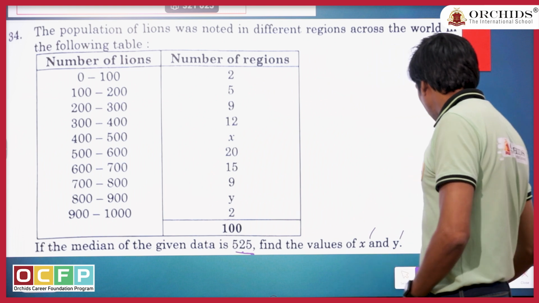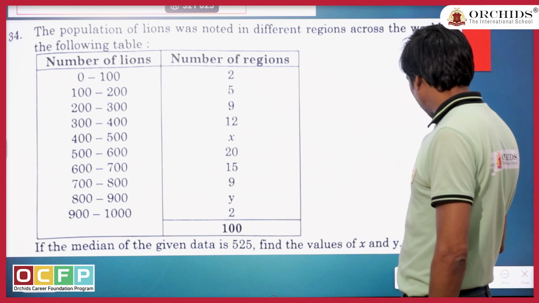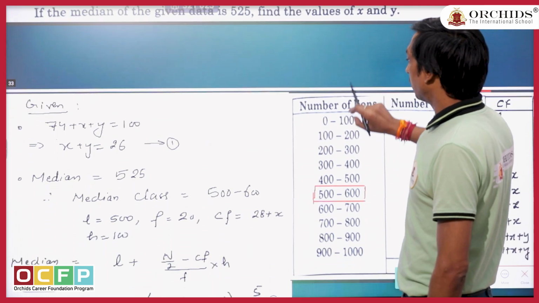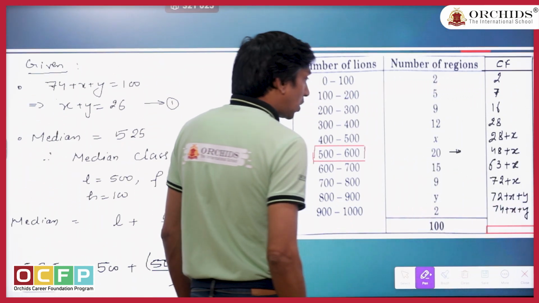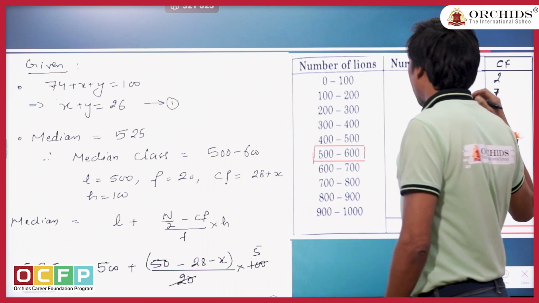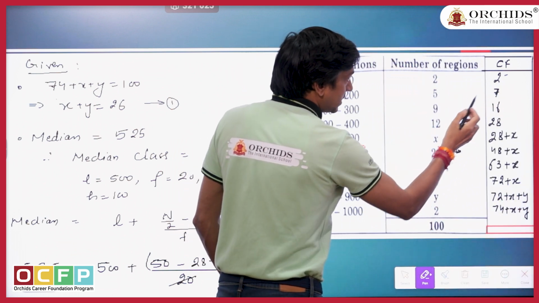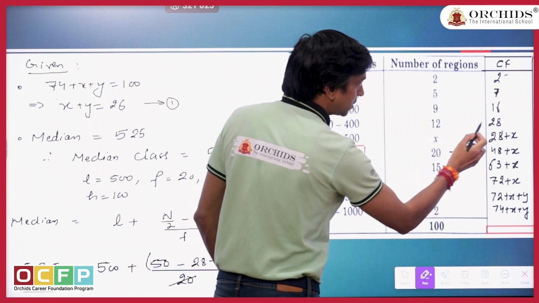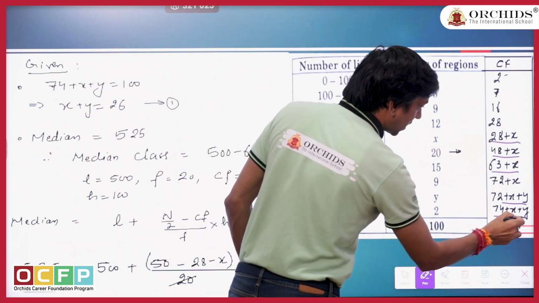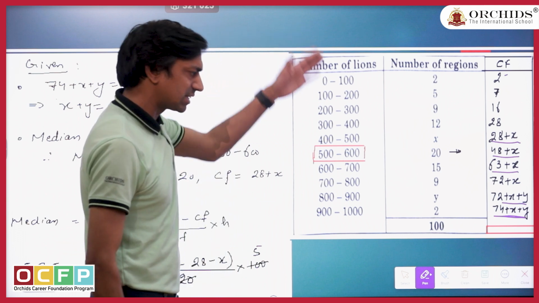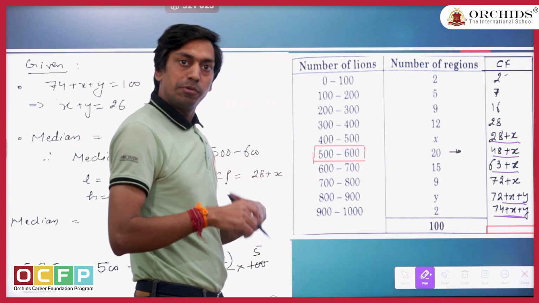In order to find the value of x and y, it's a problem of the median. First of all we have to calculate one more column, the cumulative frequency column. Cumulative frequency means you have to add the frequencies. So 2 plus 5 is 7, 7 plus 9 is 16, 16 plus 12 is 28, and then the values start coming out in the form of variables, and the last value of the cumulative frequency comes out in a similar manner, 74 plus x plus y. Now using this value we can solve this problem.